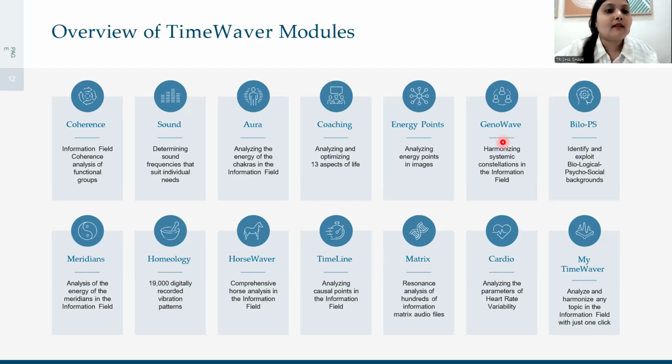You can work with an entire bunch of corporate team, for example, an entire sales department, an entire marketing department as well. We then have the BioPS module. The BioPS module identifies and exploits the biological psychosocial background to understand the disconnections in the information field. The meridian module beautifully analyzes the meridians in the body.